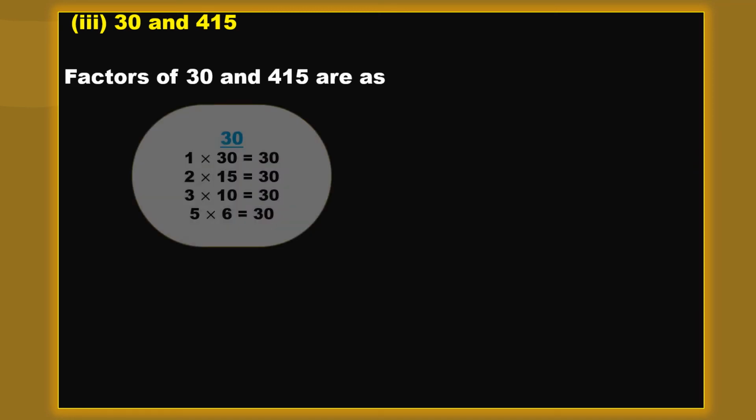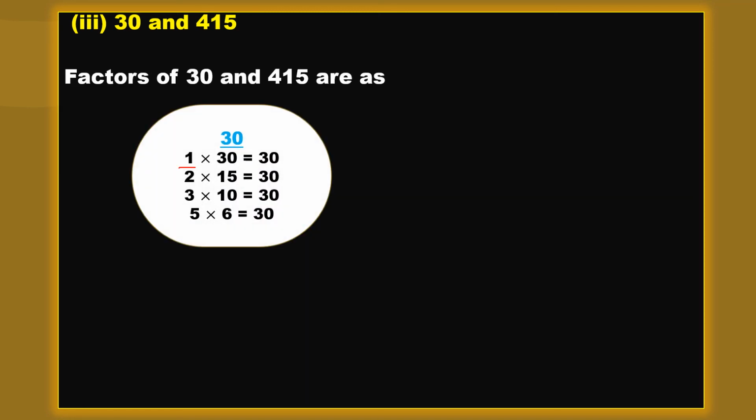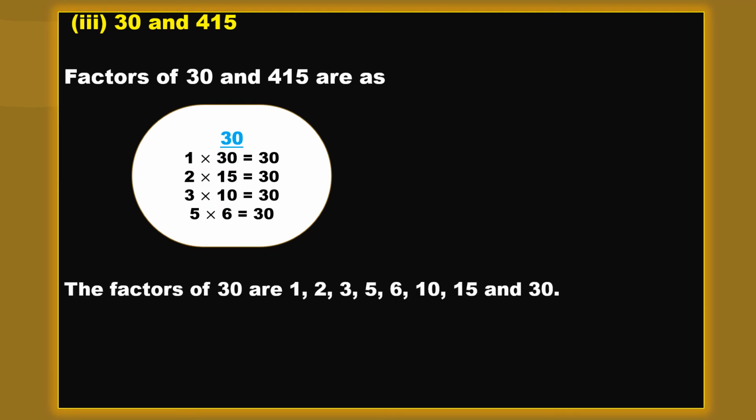The next question is 30 and 415. So we'll find out the factors for 30. 1 times 30, 2 table it goes because the last digit is 0. In 3 table it goes because 3 plus 0 is 3 only, so it goes in the 3 table. 4 table it will not go. In 5 table it goes 6 times, and after 5 it is 6. So these are the factors of 30. The factors of 30 are 1, 2, 3, 5, 6, 10, 15 and 30.